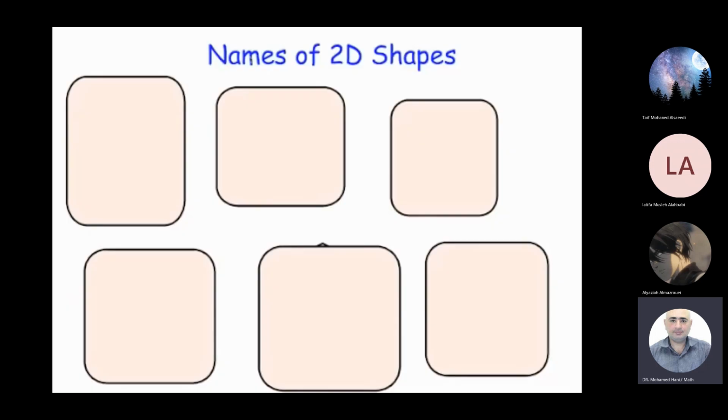In this video, we're going to look at the names of two-dimensional shapes. There are lots of different types of two-dimensional shapes, so I'm going to start off talking about polygons. Polygons are two-dimensional shapes with straight sides, and then I'll talk about some of the other popular ones that you'll need to be able to name in maths exams.